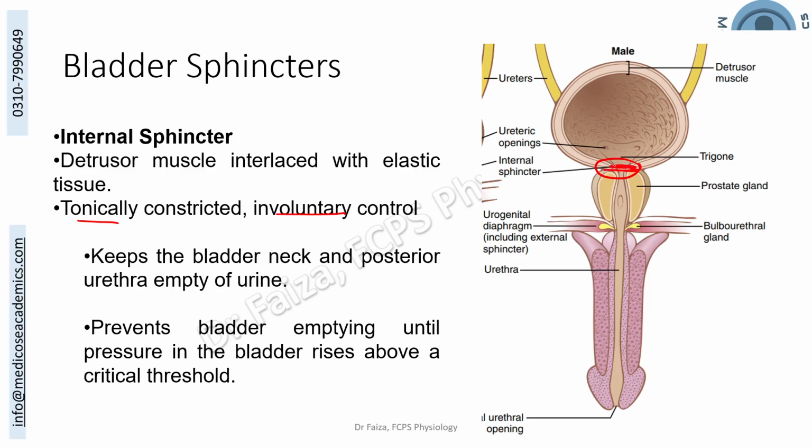Mostly this is contracted over here all the time so that urine may not enter into the neck of the bladder or the posterior urethra. And it prevents bladder emptying until the pressure in the bladder rises above the critical threshold.